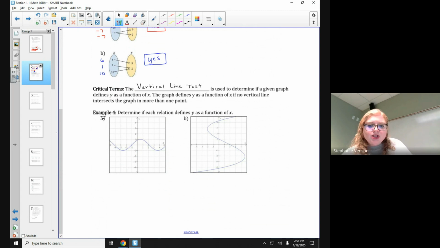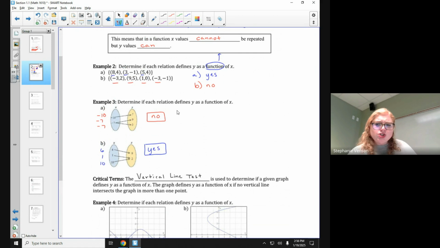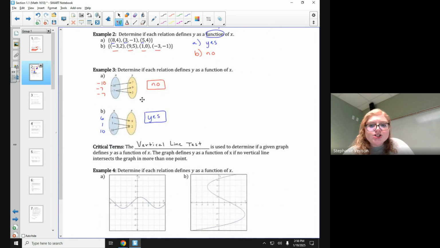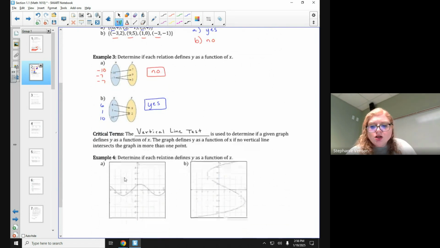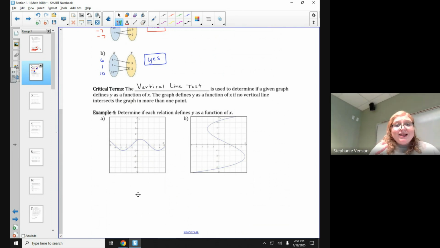You can see, look at the directions for example 4. You can see they're exactly the same as examples 2 and 3. Determine if each relation defines y as a function of x. So you learned how to answer that question if you were given a list of points. You learned how to answer that question if you were given a chart. So now we're going to learn how to answer that question if we're given a graph.